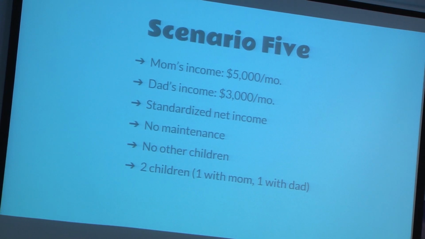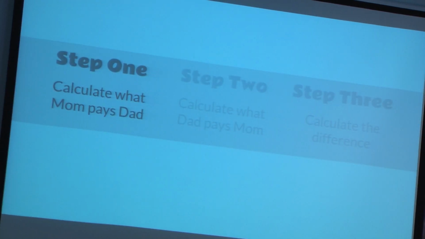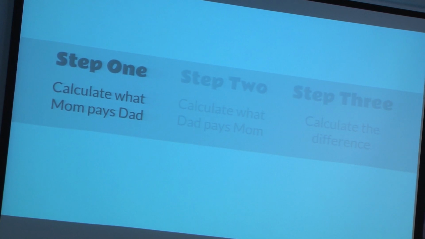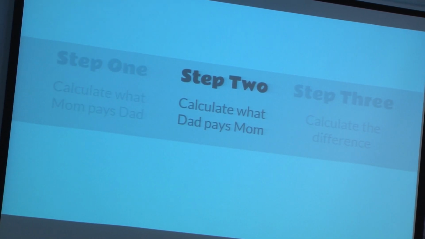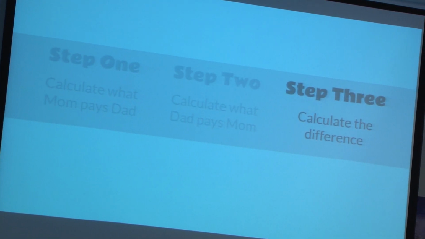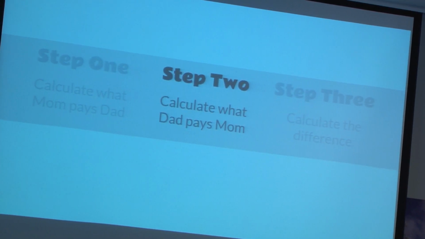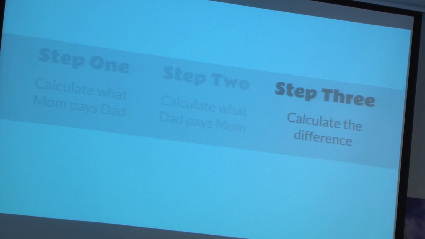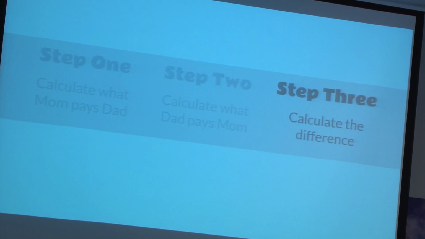Now we have two kids. One's living with mom and one's living with dad, which is a lot more common these days than you would think. So we're going to do 3 steps. First, we're going to do a child support calculation to see what mom would pay dad for one child. Then we're going to do another child support calculation to see what dad would pay mom for one child, and then we're going to split the difference. That's how we're going to get to our final support amount. This gets really complicated if you also have maintenance involved and you also have other kids. You're going to have to do a lot of math, but these are the basic steps: what mom pays dad, what dad pays mom, and we'll split the difference.